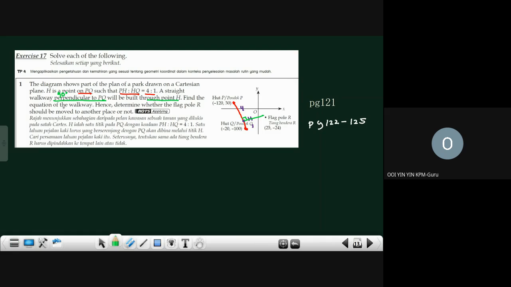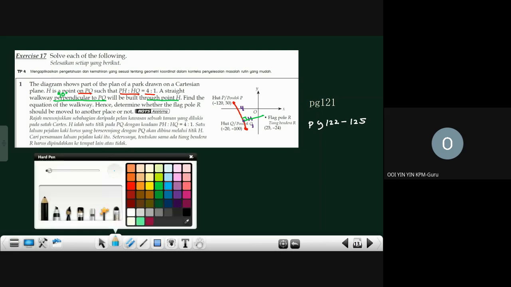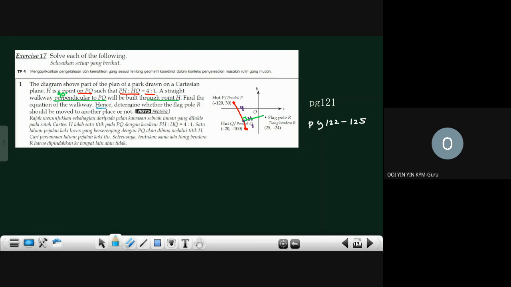Okay, find the equation of the walkway. That means you have to find the equation for this walkway. Walkway means this green one. We need to find the equation, y equals mx plus c. After you find the equation, determine whether the flagpole R should be moved to another place or not.